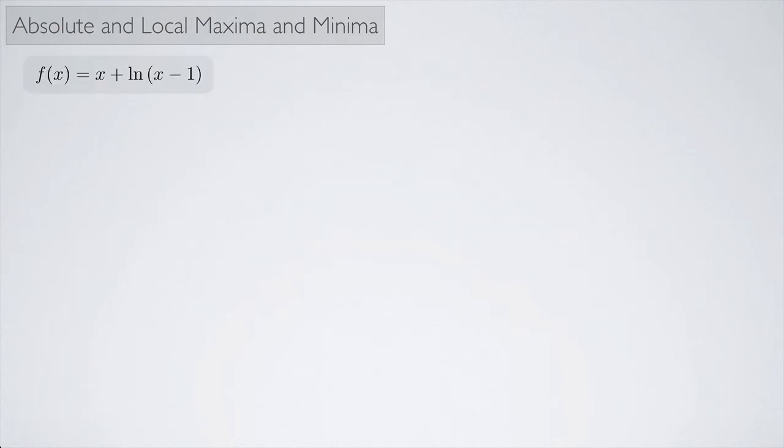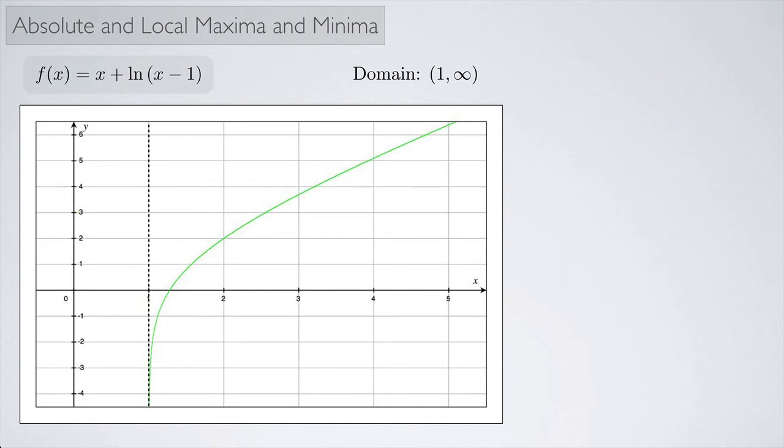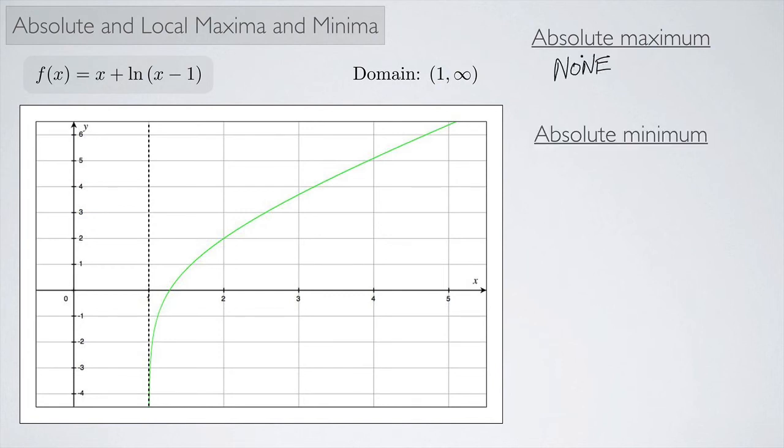Okay, how about f of x equals x plus the natural log of x minus 1? And the domain will be 1 to infinity, and we're not going to include 1. So this is the graph, and you can see why we didn't include 1. There's an asymptote there. And we want to look for an absolute maximum. Well, the graph keeps going off forever and ever and ever. The domain goes off to infinity. So, nope, we don't have one. How about an absolute minimum? Well, if we go the other direction, it goes down, down, down forever and ever and ever. Nope, we don't have one of those either.